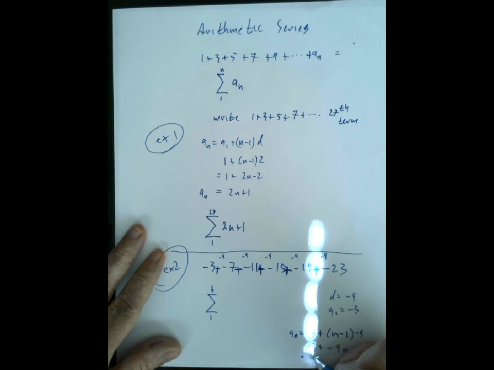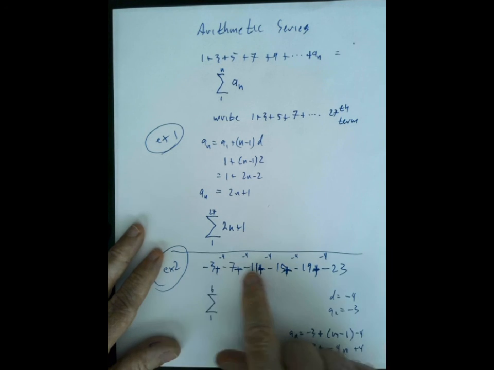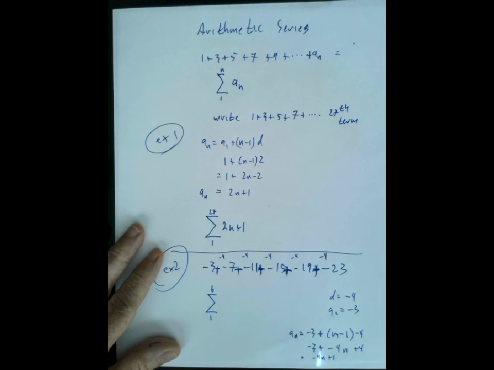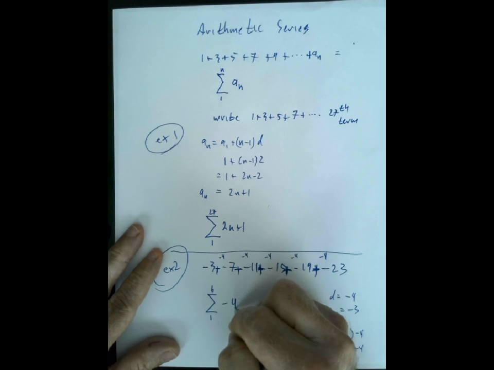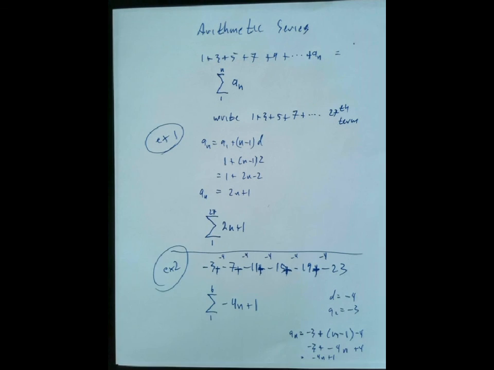That's negative 4n plus 1 after we finish combining like terms. So that generates the nth term in the sequence or in the series, either way, because the series is just the sequence terms added together. So I'm just going to put negative 4n plus 1 over there. And there is our arithmetic series written in sigma notation. Okay, very good.